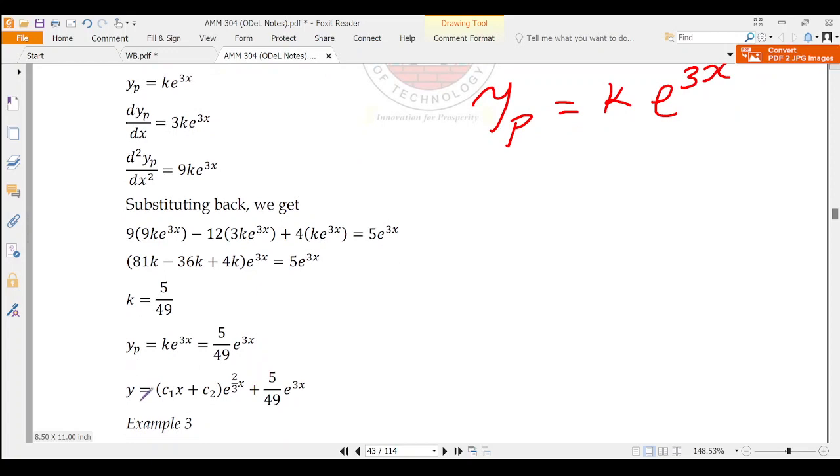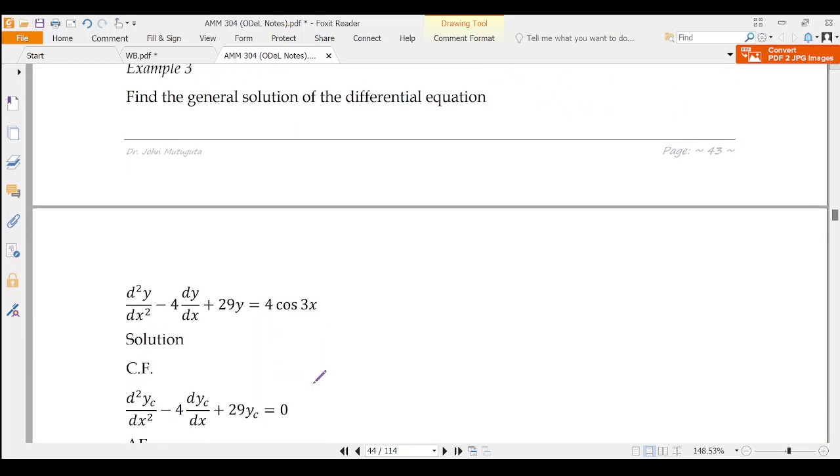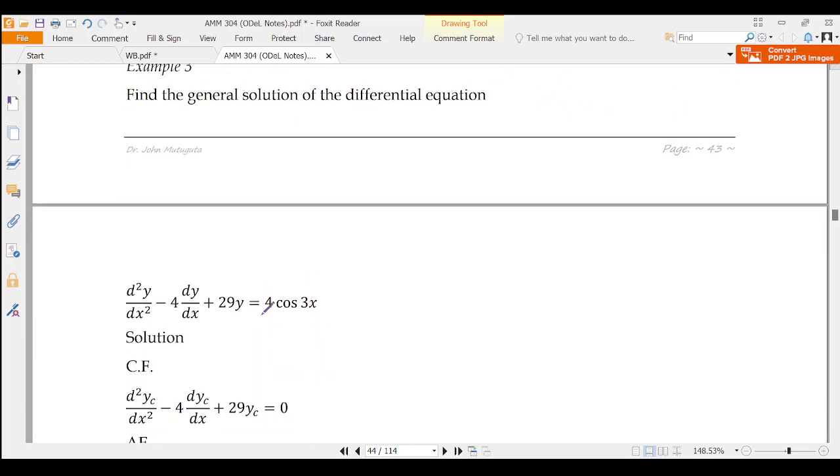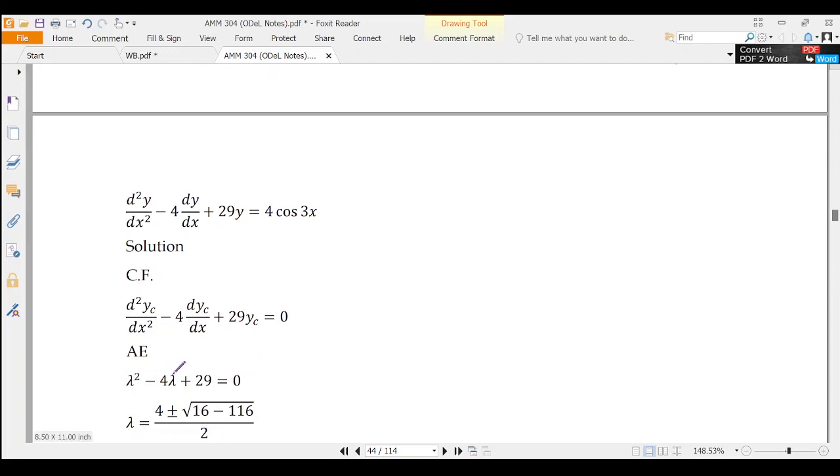Then the general solution is the sum of the two solutions. The third case is when the function f of x is a cosine function or a sine function. Again, we start the same way. We first find the general solution of the corresponding homogeneous differential equation. So just replace this function with 0. Then get the characteristic equation.